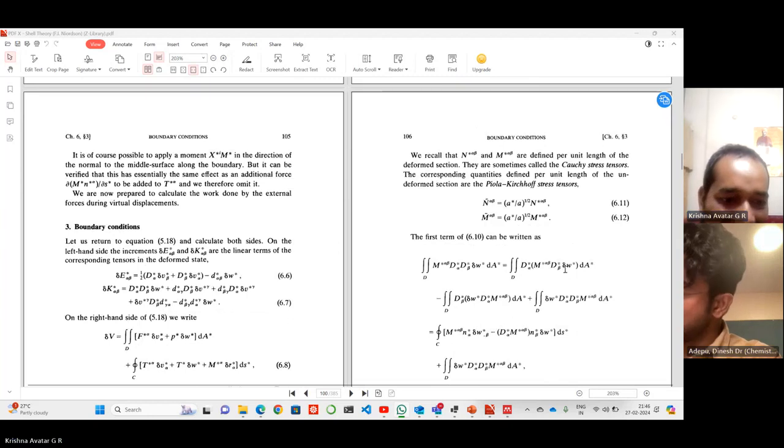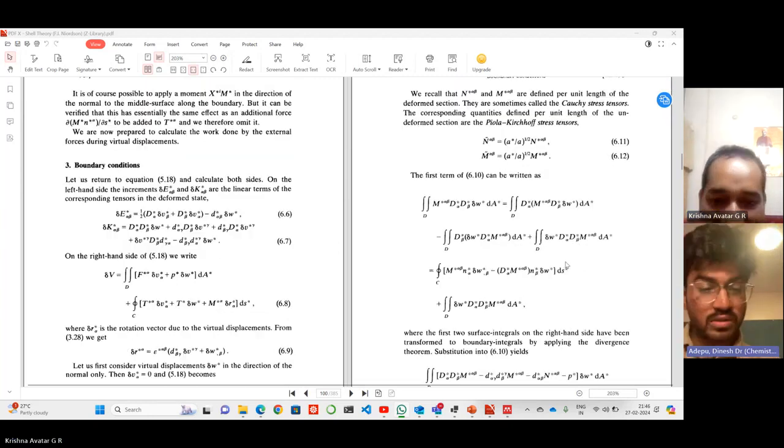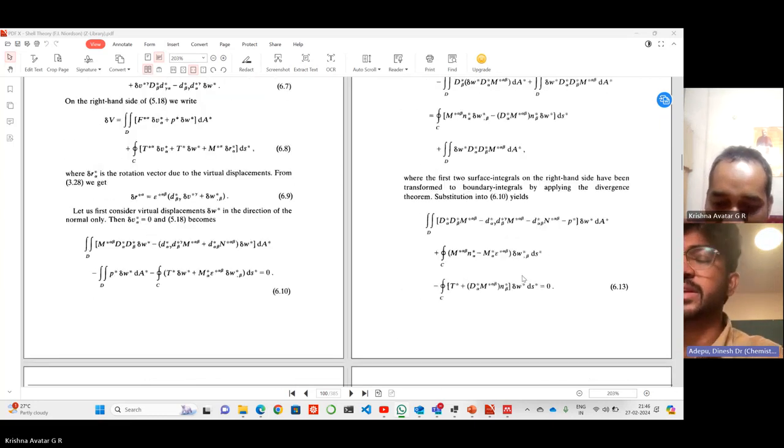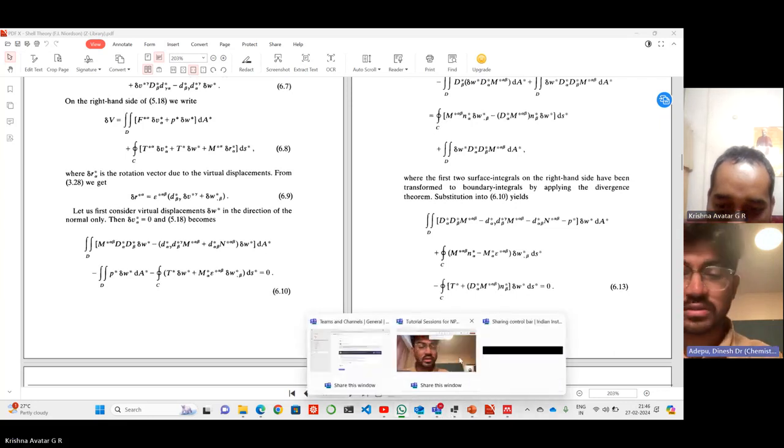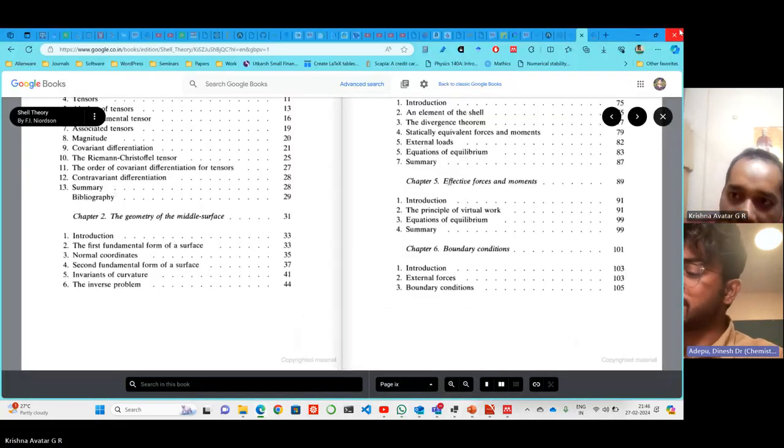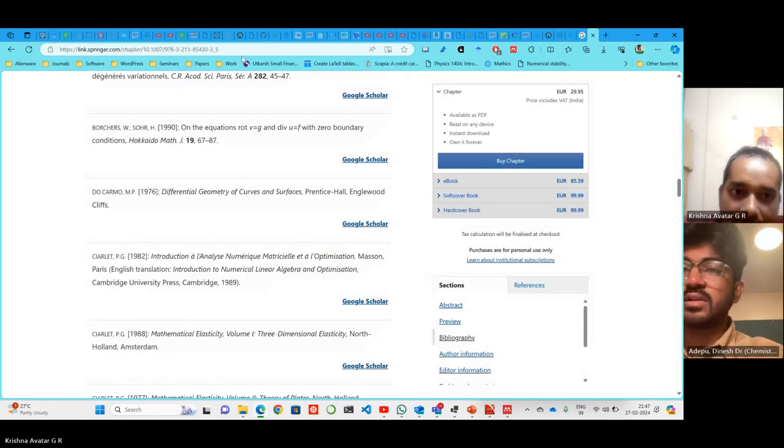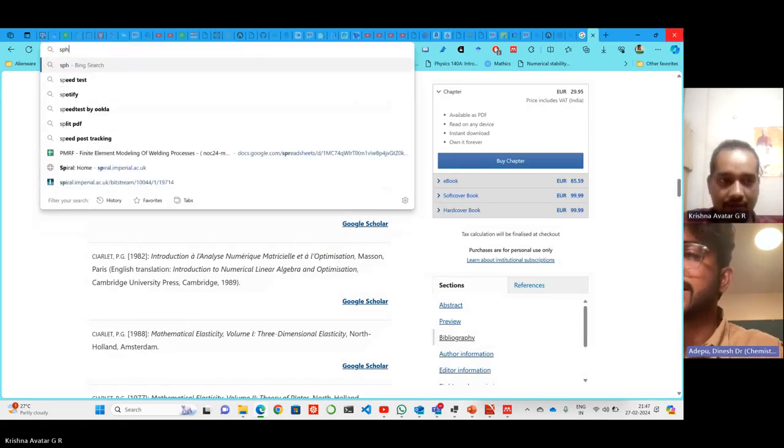Shell model, 2D plate shell model. This is a lovely paper, dude. Hey, can you please check this paper out once? Which one? I will tell you. Google this. SPH plate and shell. SPH. Plate and shell.